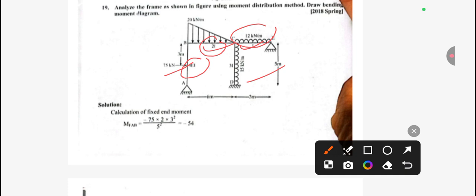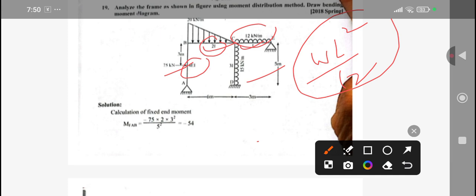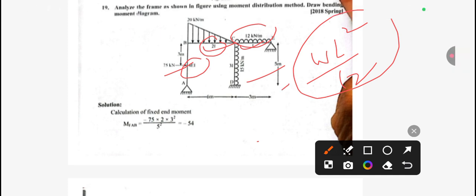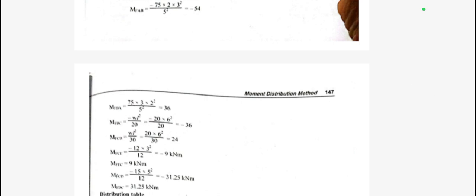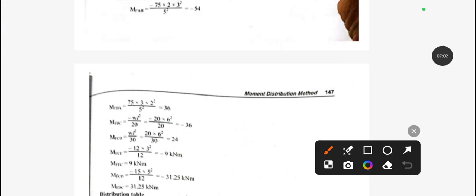Now for C to B, this is UDL. So for the UDL, WL squared by 12, our formula is this. Okay, so for the left we need to take a minus sign, and from right to left we need to take a positive sign, only this much. So for the UDL, we need to apply WL squared by 12. So we get minus 9 for the CE, and similarly for the EC we get plus 9.